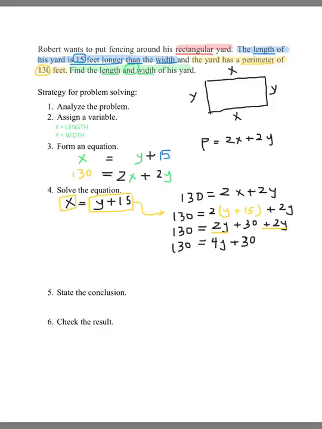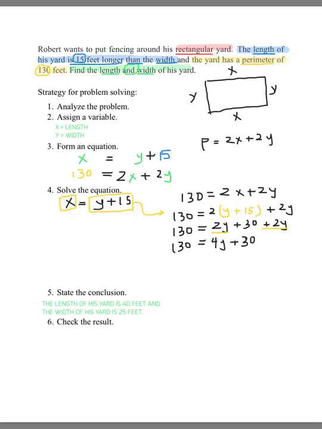Now let us go ahead and state the conclusion clearly. Keep in mind that we were asked to find the length and width of his yard. So we're going to go ahead and state the conclusion as follows. We're going to write simply that the length of his yard is 40 feet and the width of his yard is 25 feet.